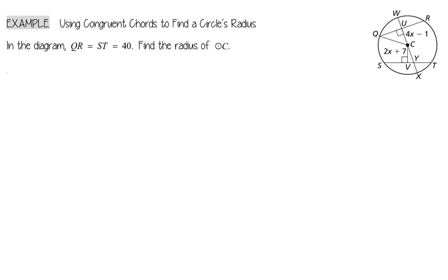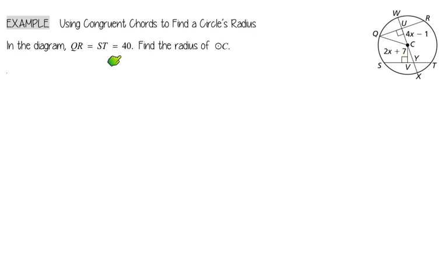All right, so here we have a bunch of stuff going on. Using congruent chords to find the circle's radius. The circle's radius, remember, is this right here, QC. That would be the radius, and we want to figure out what that is. We see that the perpendicular distance to the chord QR is 4x minus 1, and the perpendicular distance from the center to the chord ST is 2x plus 7.